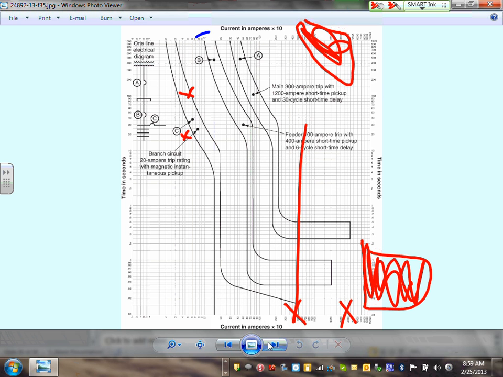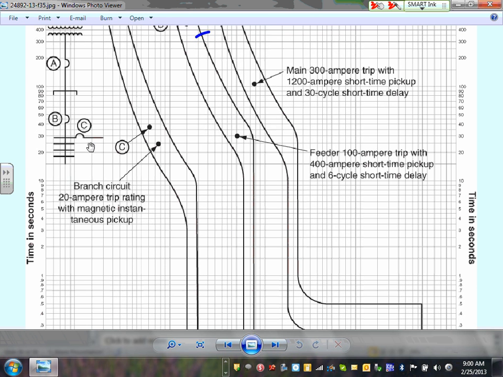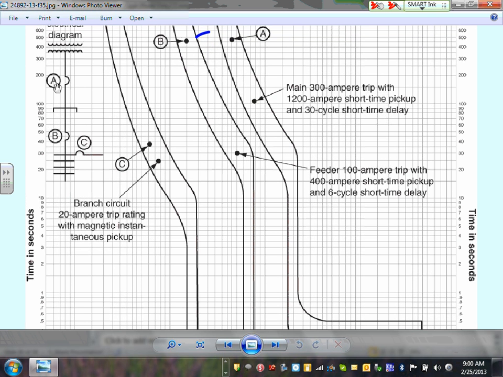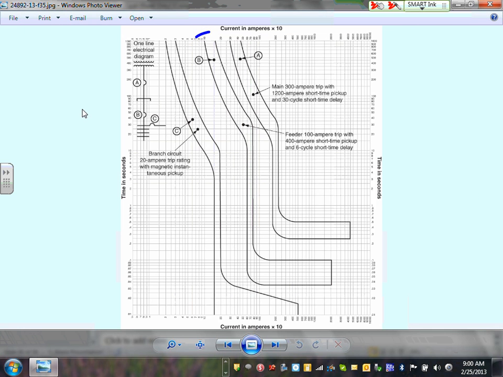Okay, so let's look at something that's fully coordinated. This is a beautifully, fully coordinated system. If you guys understand this one, you're cool. The first thing that we have here is a circuit breaker. This is a 20 amp circuit breaker C. Can you see that? It is fed from a 100 amp panel that's fed from a 300 amp main. Can you see that? C, B, and A. And we are coordinating them.